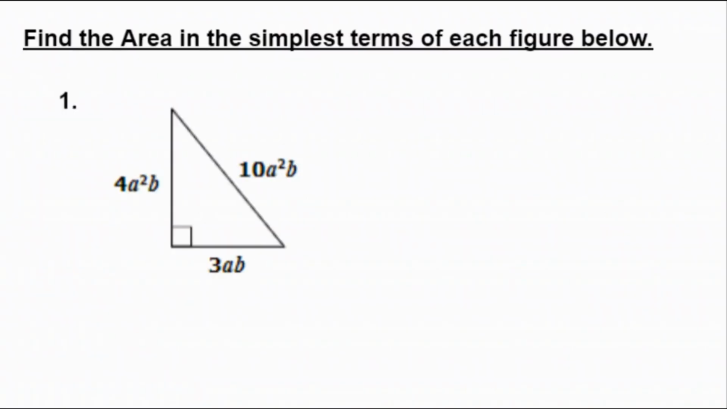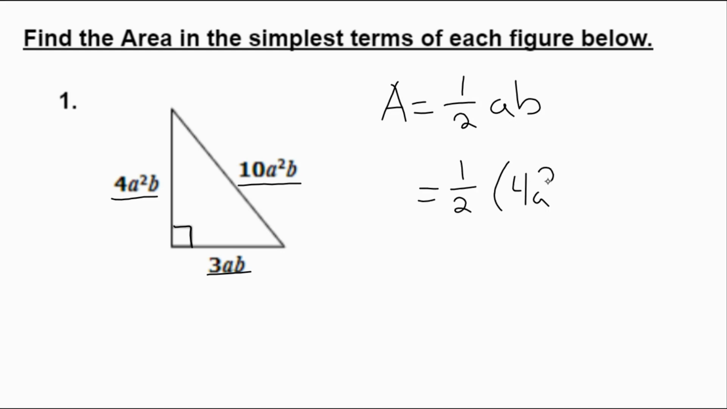Now looking at our sample problems, we're going to find the area in the simplest terms of each figure. Number one, we have a right triangle. I know this is a right triangle because my box tells me this angle is 90 degrees. So 10a squared would be my hypotenuse, where 4a squared b and 3ab are my legs. Now the formula for a right triangle is area is equal to 1/2 times my legs. So 1/2 times the legs of 4a squared b times 3ab would be the area.